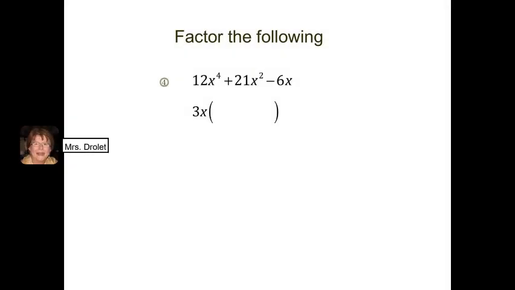Just like before, once I find the GCF, I place it in front of a set of brackets. Then what do I do? I divide 3x into each of the terms. I divide 3x into 12x to the fourth. I divide 21x squared by 3x, and I divide that negative 6x by 3x. Why don't you try it at your desk for a minute, and I'll show you on the next slide.